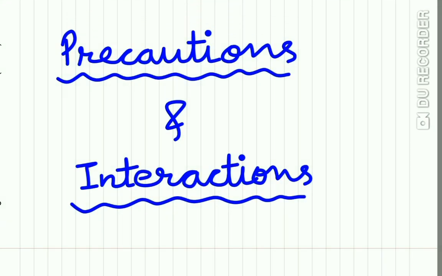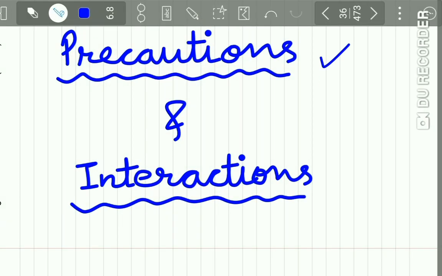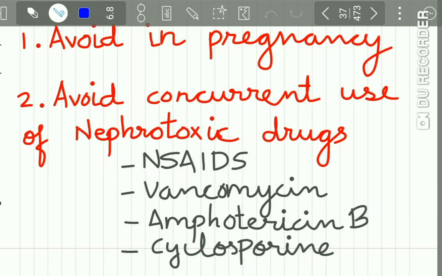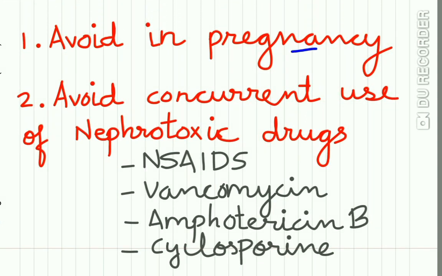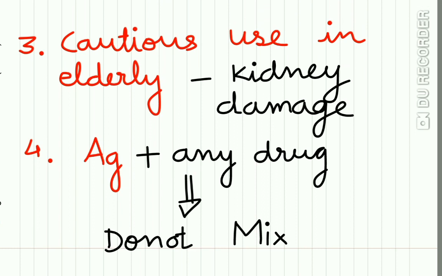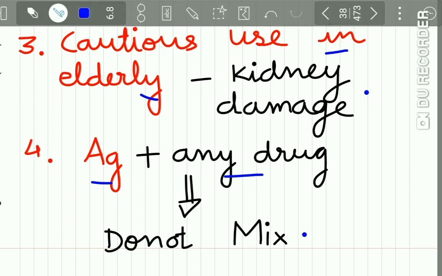Now, the precautions and interactions of aminoglycosides. The precaution to be taken is that it should be avoided in pregnancy because it may lead to fetal ototoxicity. Also, avoid the concurrent use of nephrotoxic drugs with aminoglycosides, such as NSAIDs, vancomycin, amphotericin B, and cyclosporin. It should be used cautiously in elderly patients because of the risk of kidney damage. And aminoglycoside should not be mixed with any other drug in the same syringe or infusion bottle.